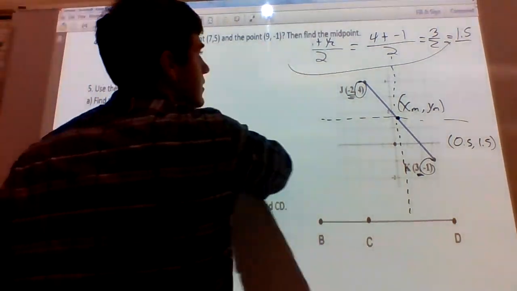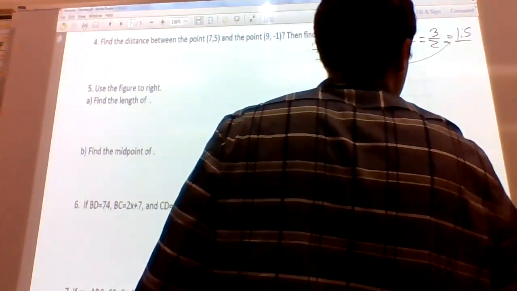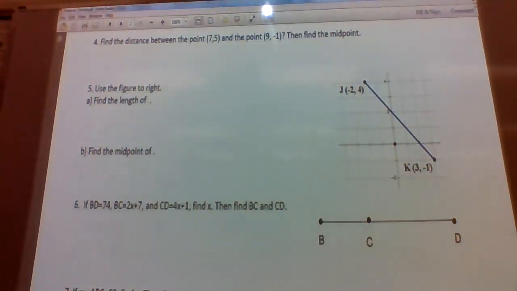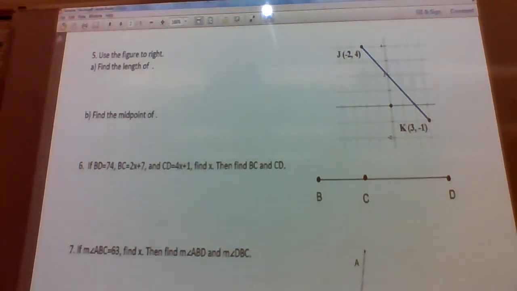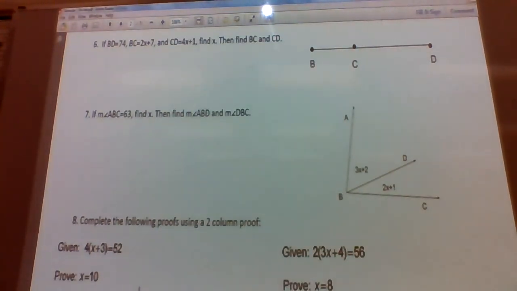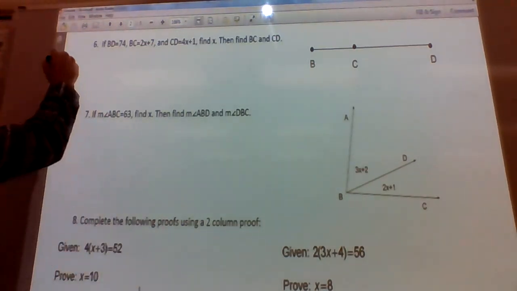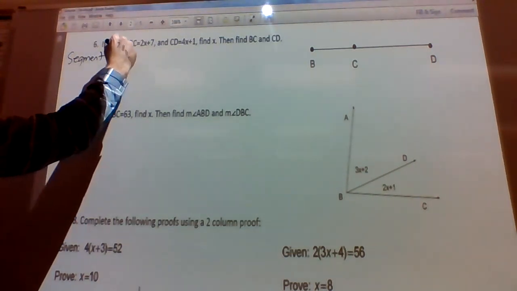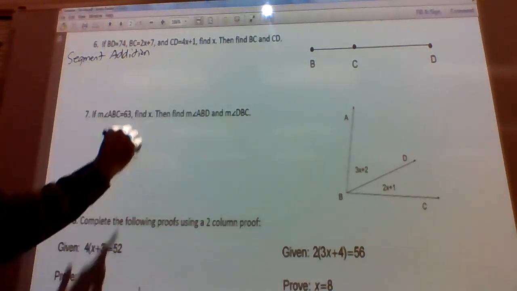Number 6. Number 6 or 5? Yeah, no, number 6. Okay. Segment addition. Okay, let's write it down. Say this is segment addition. We're adding segments together.